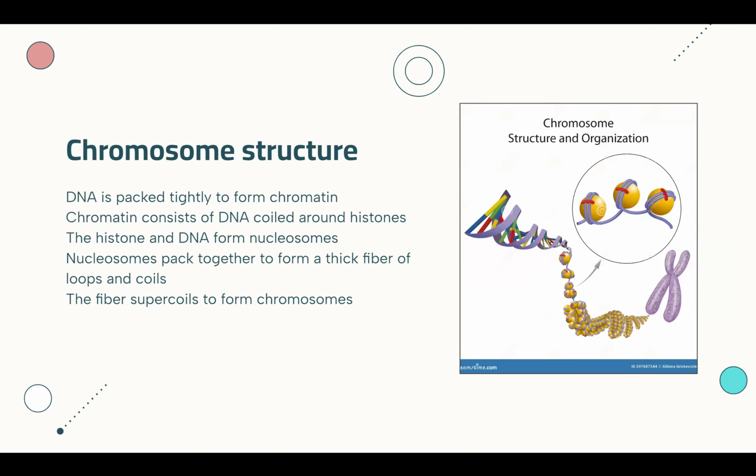This is the structure of a chromosome. A chromosome is just a lot of DNA. DNA is tightly packed together to form chromatin. Chromatin consists of DNA coiled around histones. Histones are proteins. This yellow thing is a histone, and the DNA is coiled around it, okay? And that coiling coils even tighter, and it becomes this chromosome that we think of. They're very thick and fibrous.